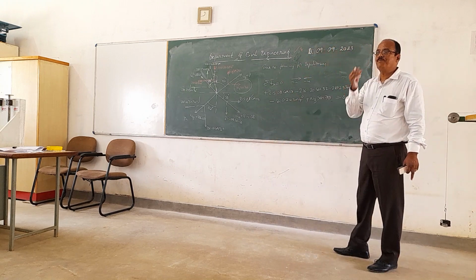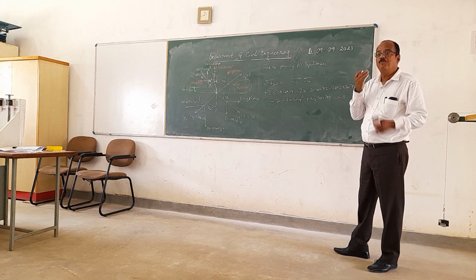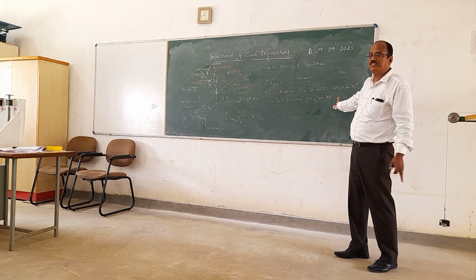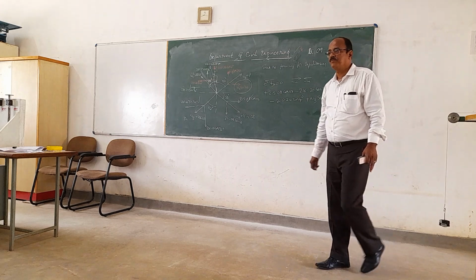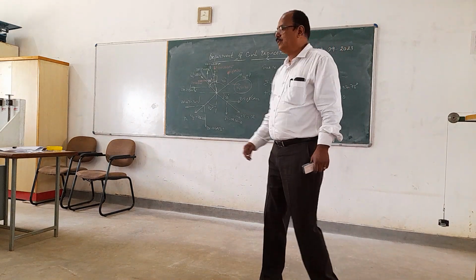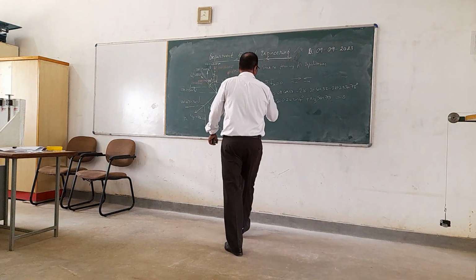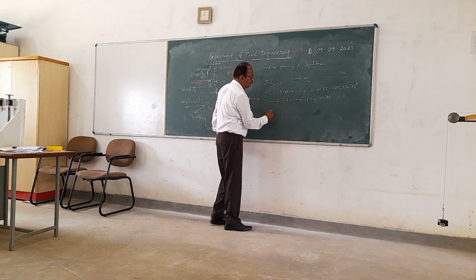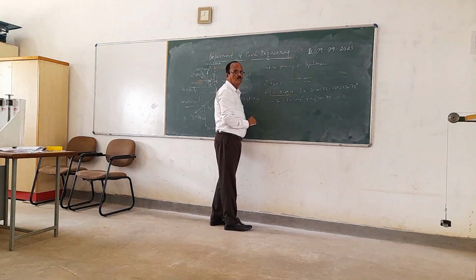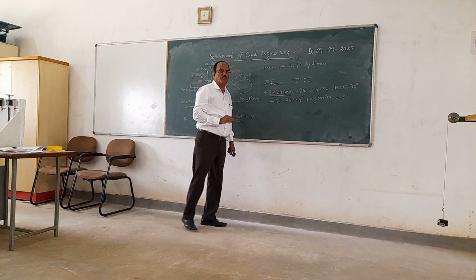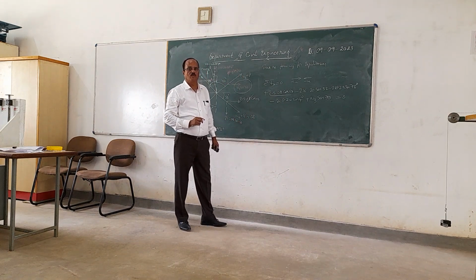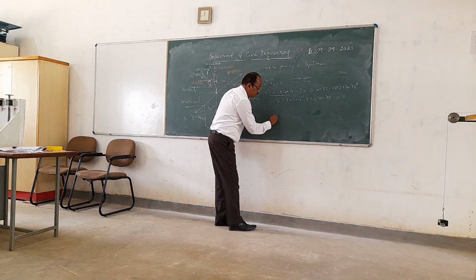When W3 was applied, equilibrium was obtained. How much force have we applied? That we shall check. Get the value of W3. Can anybody tell me what 215.08 into cos 50 is?